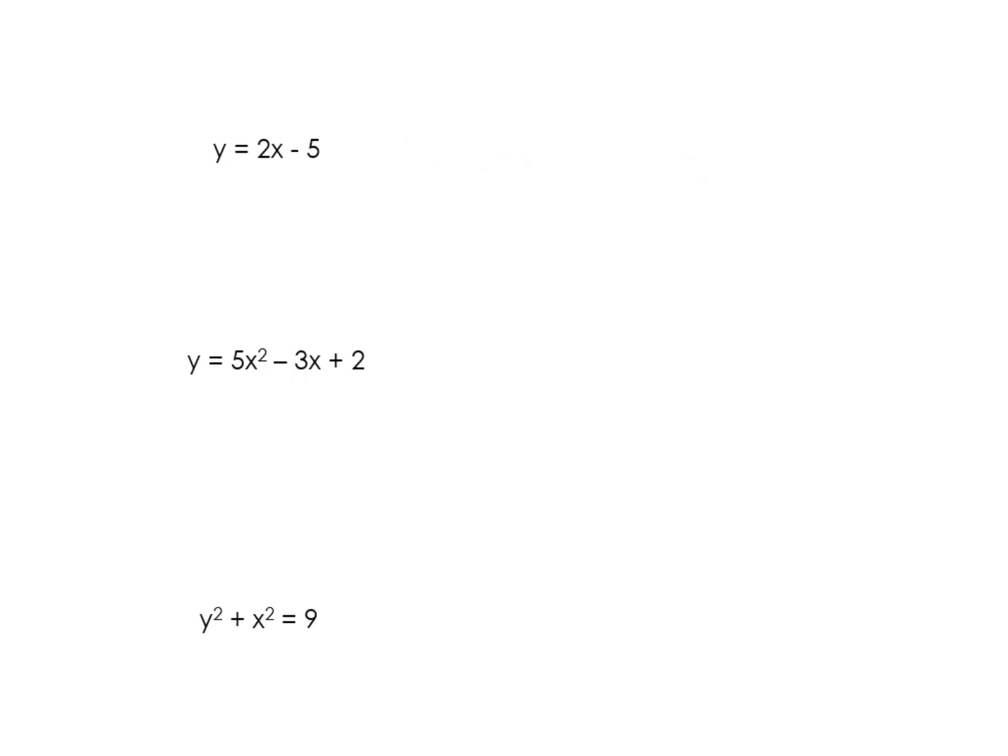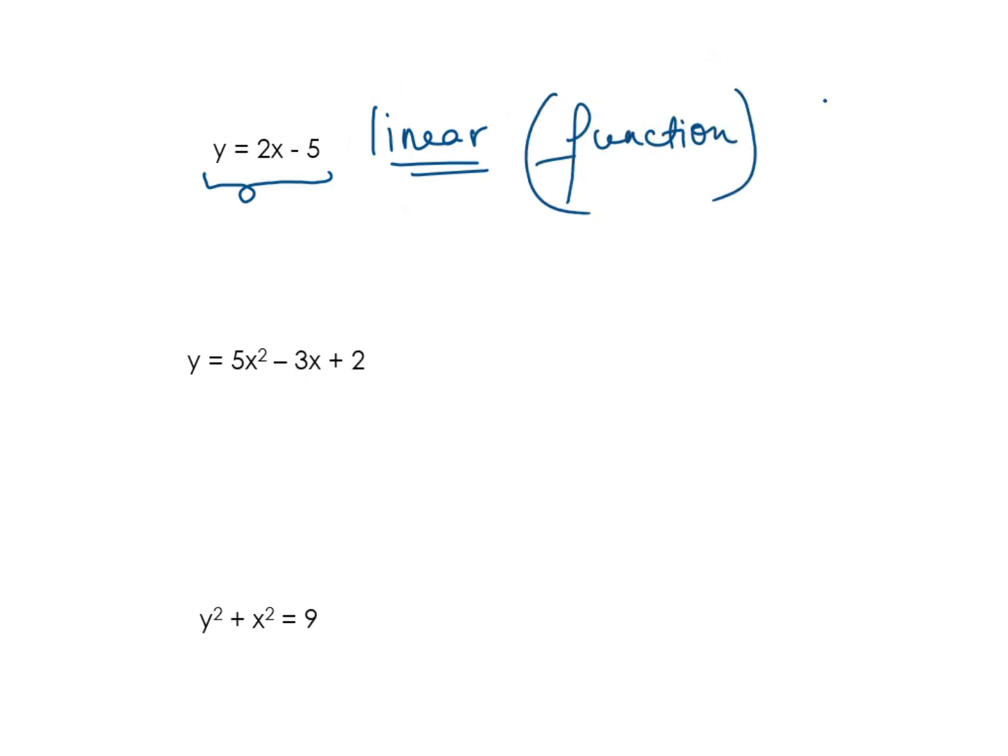How about if only the equation is given to you? This equation is for a linear relation. If it is linear, we know that we are going to get a straight line. And if it is a straight line, it has to be a function, because if you pass the vertical line through it, it is only going to pass through it at one point.